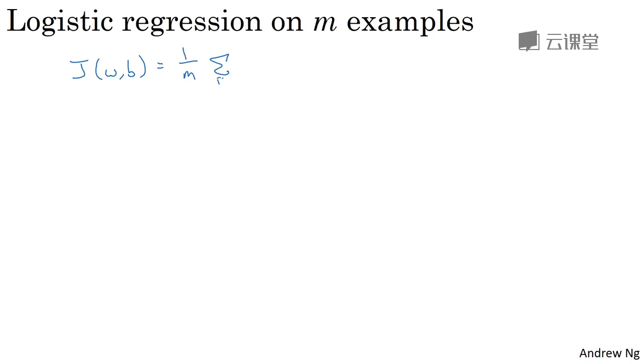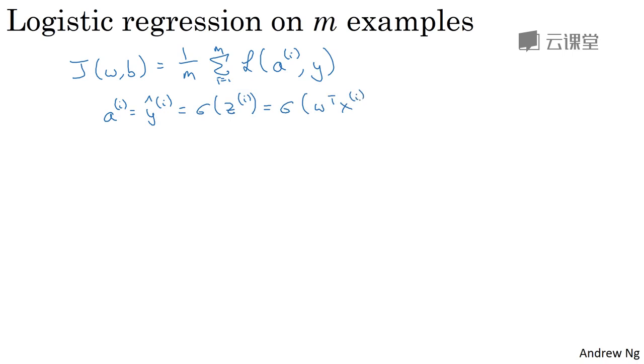1 over m, sum from i equals 1 through m of the loss when your algorithm outputs a^(i) on the example y, where a^(i) is the prediction on the i-th training example, which is sigma of z^(i), which is equal to sigma of w transpose x^(i) plus b.